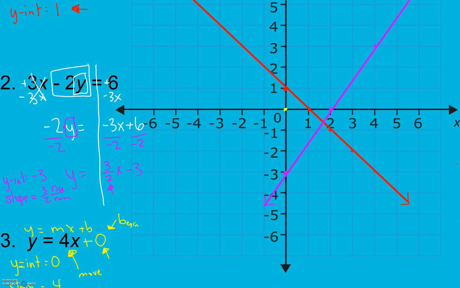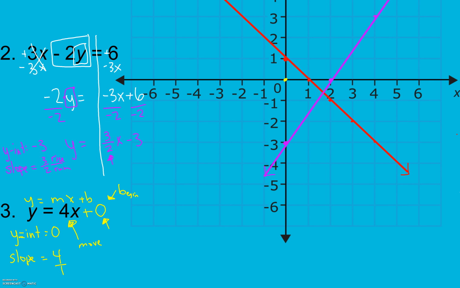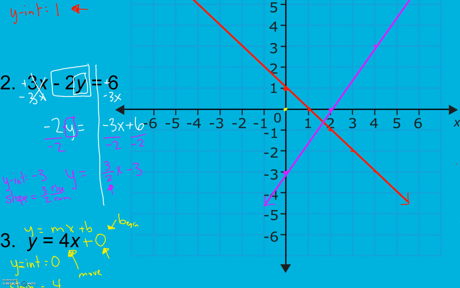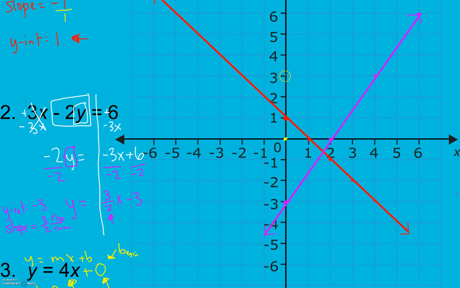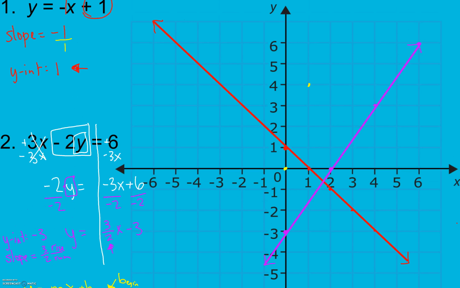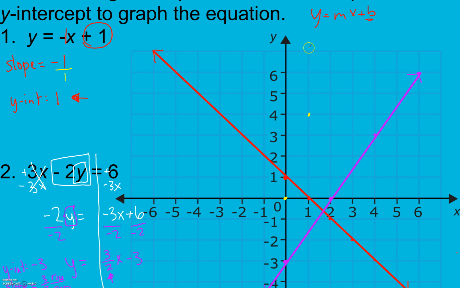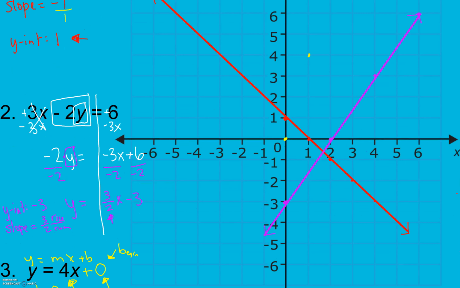So I started at 0. My slope is up 4 over 1. So I'm going to go up 4 over 1. And that's off my graph. So I want another point on my graph just to make sure that it all fits.